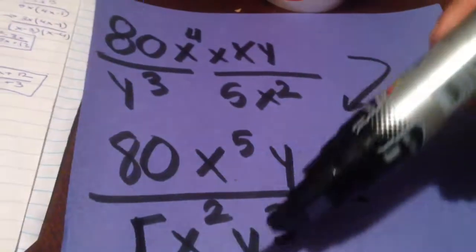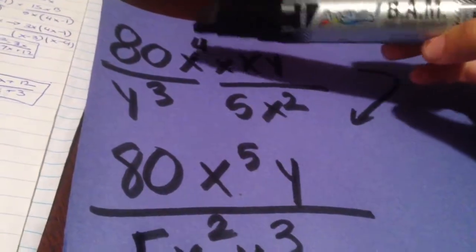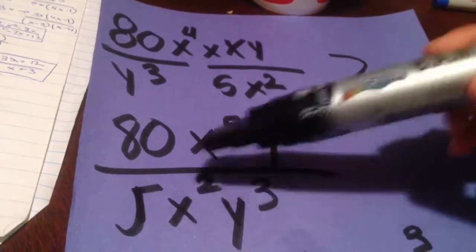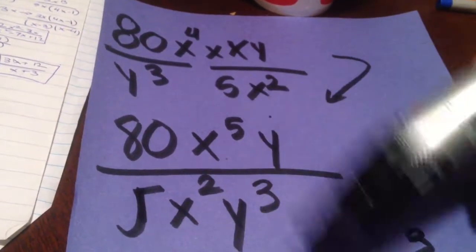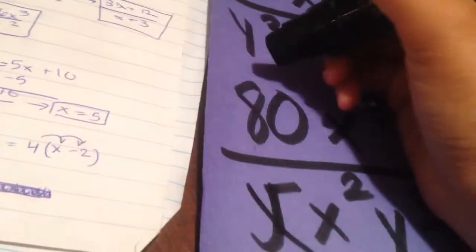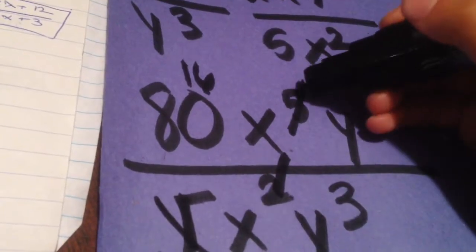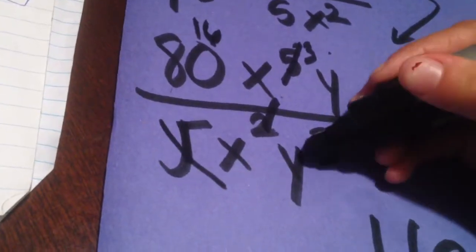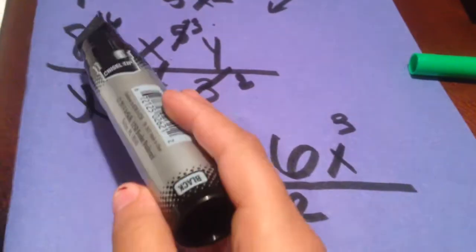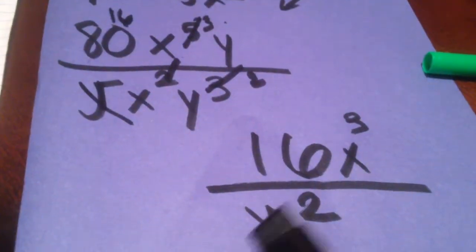So we're doing problem 14, and this is going to be 80x to the 5th power instead of the 4th, because you're going to combine them together. Then it's going to be 5x^2, and then y, and then y^3, because you combine them together. So the next thing you're going to want to do is, 5 goes into 80 16 times, so putting a little 16, we can cross this out and just put a little 3 here, and then we can cross this out and put a 2. And so then it comes down here, and it's 16x^3y^2.